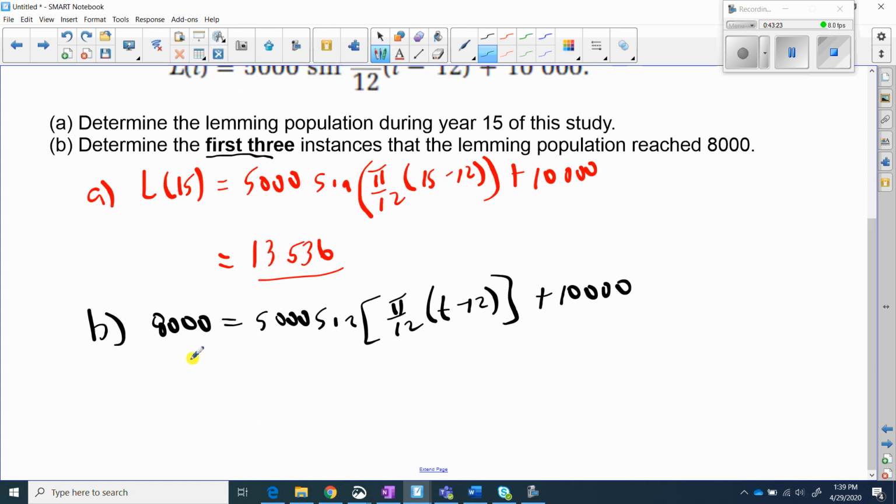So let's start moving things around here. I'm going to move the 10,000 over. That'll give me negative 2,000 equals... I'm going to divide by the 5,000 at the same time, just to avoid having to write everything out as much. So if I take away 10,000, that'll give me negative 2,000. Then I'll have to divide both sides by 5,000, and that'll get me down to just this part.